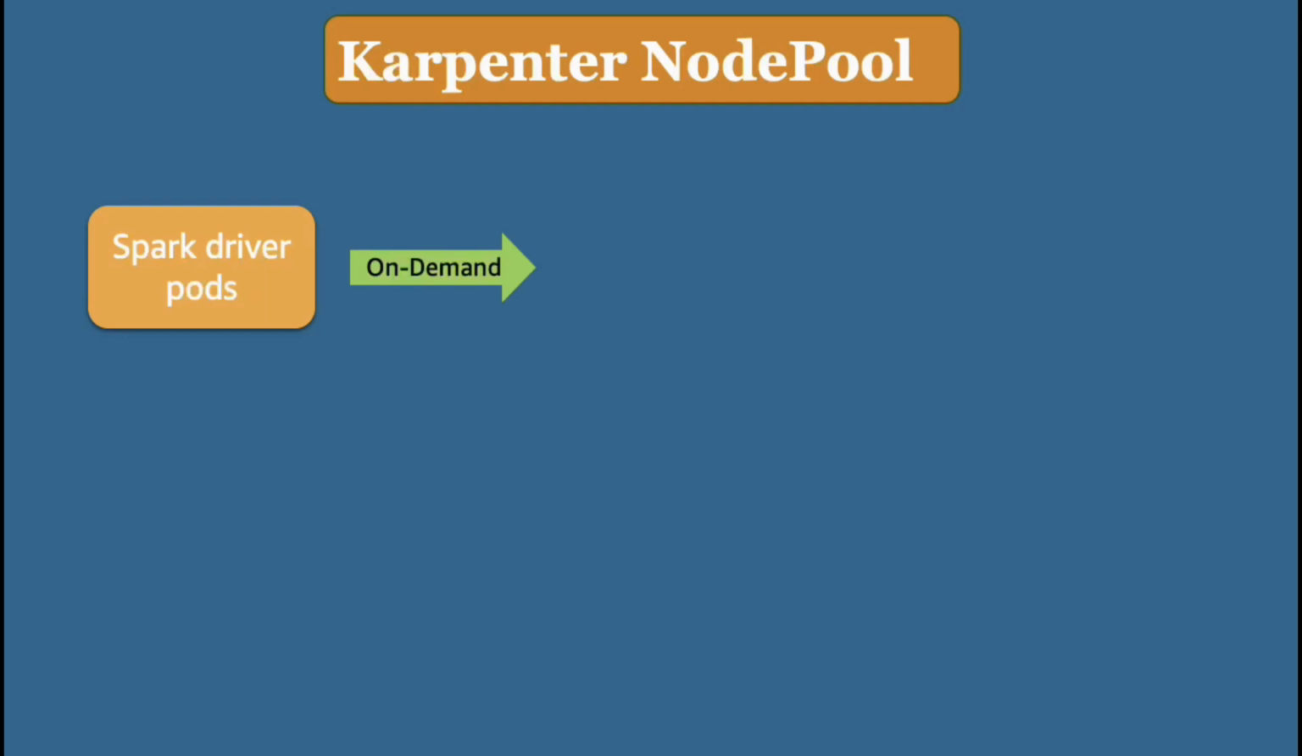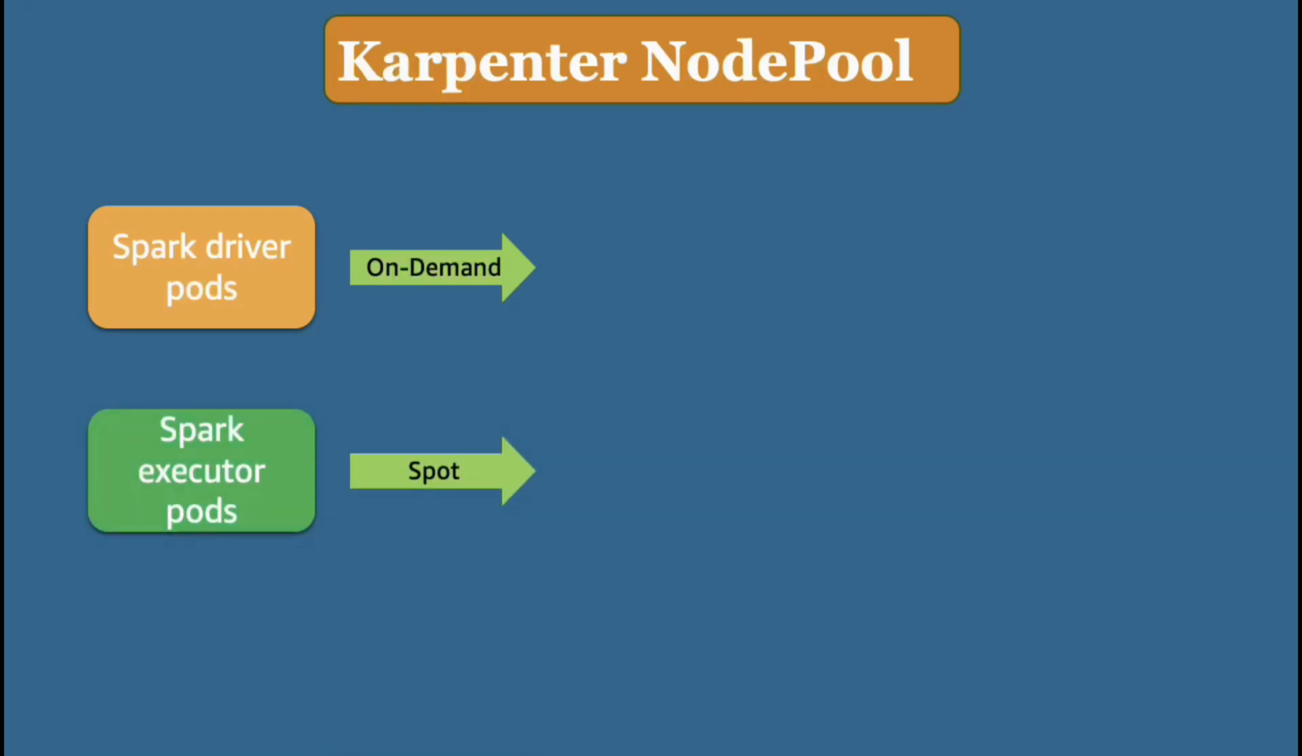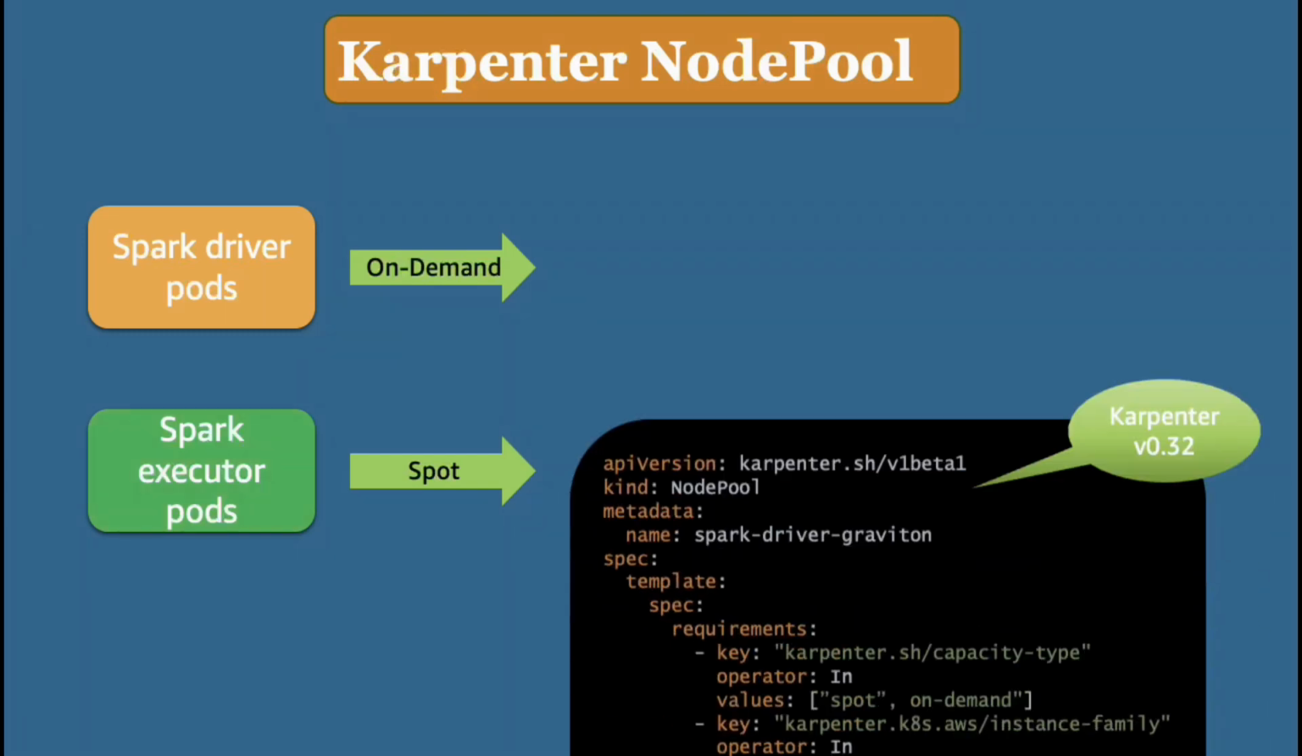So in Karpenter, there are multiple CRDs. One of them is the node pool concept. So since we discussed for Spark driver pods, it is recommended to use on demand, and for Spark executor, it's recommended to use spot. So the configuration for the node pool object will look like this.